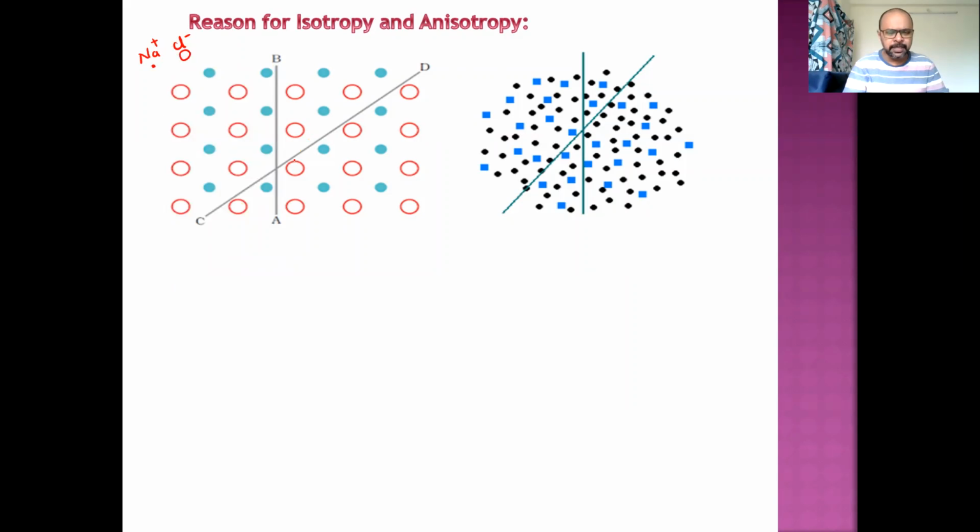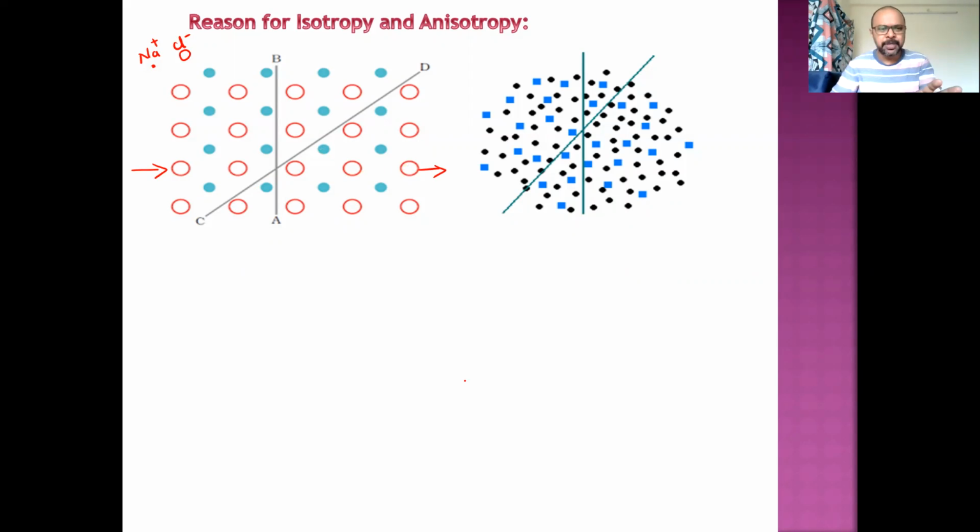You can see any direction. For example, here it is marked A to B. In the A to B direction, all smaller Na plus ions are placed. If you take the C to D direction, you can see Cl minus, alternately Na plus, Cl minus, Na plus. Or you can take one more direction, this direction. In this direction, you can see only Cl minus placed there, that is, only larger particles.